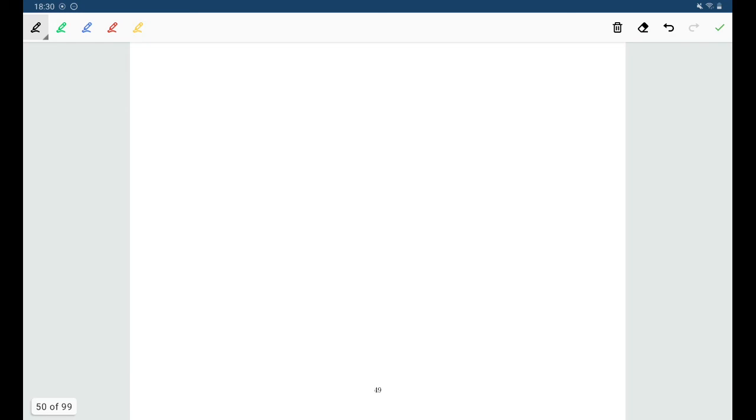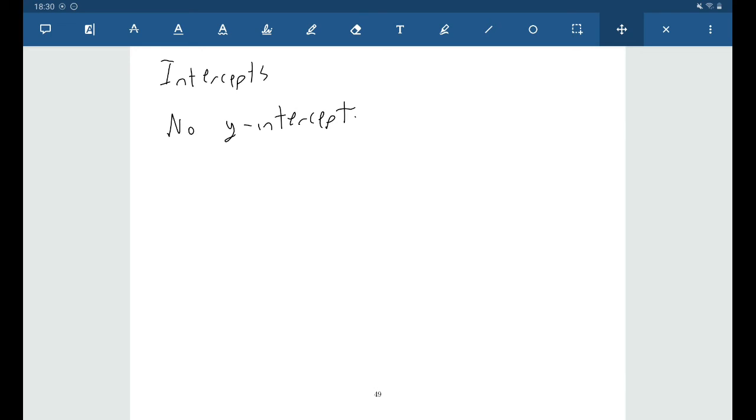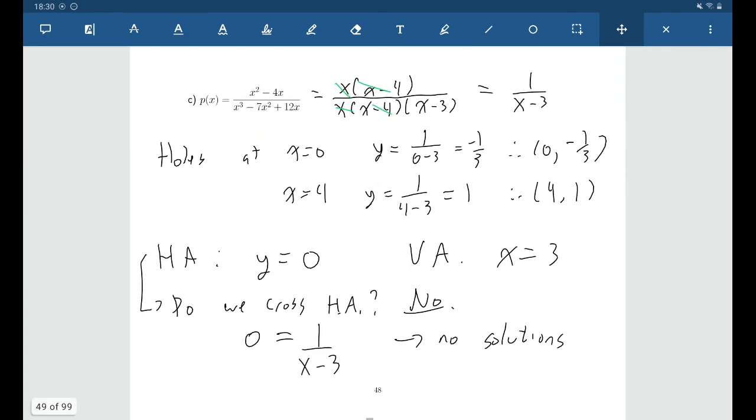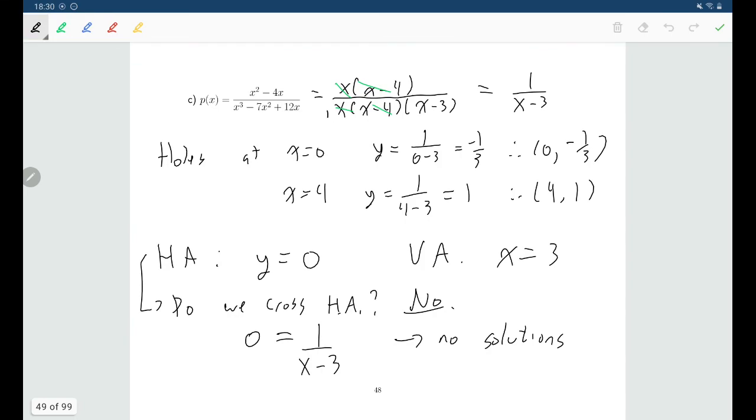Next up, let's think about intercepts. So number one, I would say that there is no y-intercept. And so this would be the point where I'd say, pause the video and think about it for just a minute. Why is there no y-intercept? Remember that a y-intercept happens when x is 0. And if we go back and take a look at our function, you can see that there are 3 values not in our domain. X can't be 0, x can't be 4, x can't be 3. So since x can't be 0, that means we don't have a y-intercept.